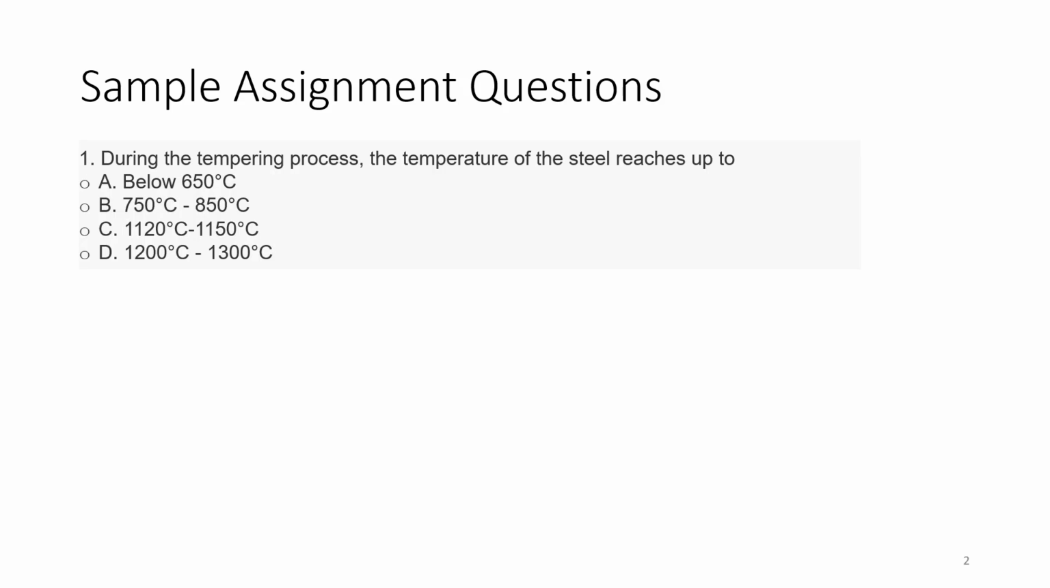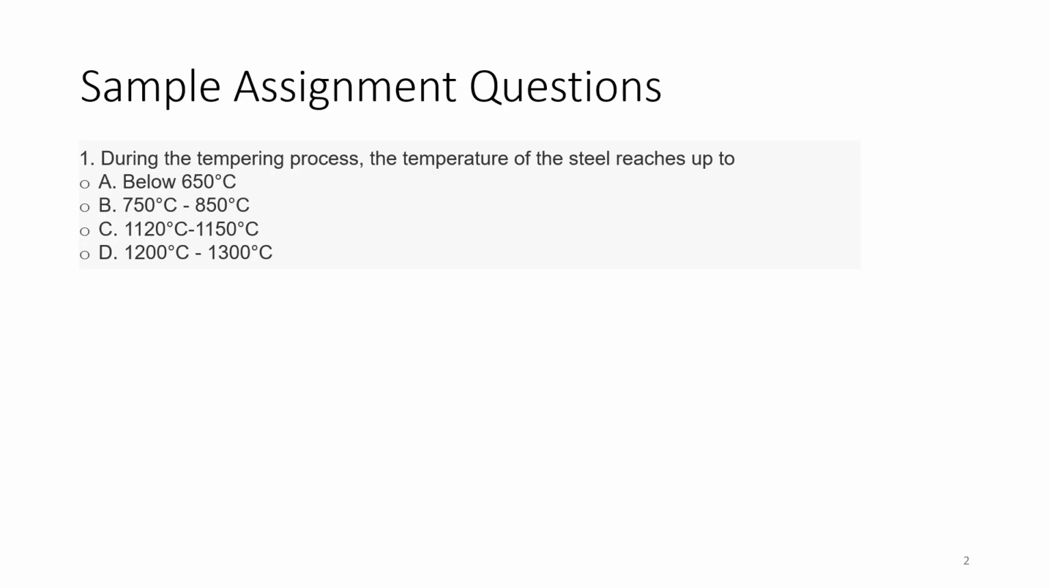So firstly, we'll be going through some sample assignment questions which will help you in solving your weekly assignments, and then we'll go through some lecture notes. Okay, so the first question is, during the tempering process, the temperature of the steel reaches up to, your options are: below 650 degrees Celsius, 750 to 850 degrees Celsius, 1120 degrees Celsius to 1150 degrees Celsius, 1200 degrees Celsius to 1300 degrees Celsius.